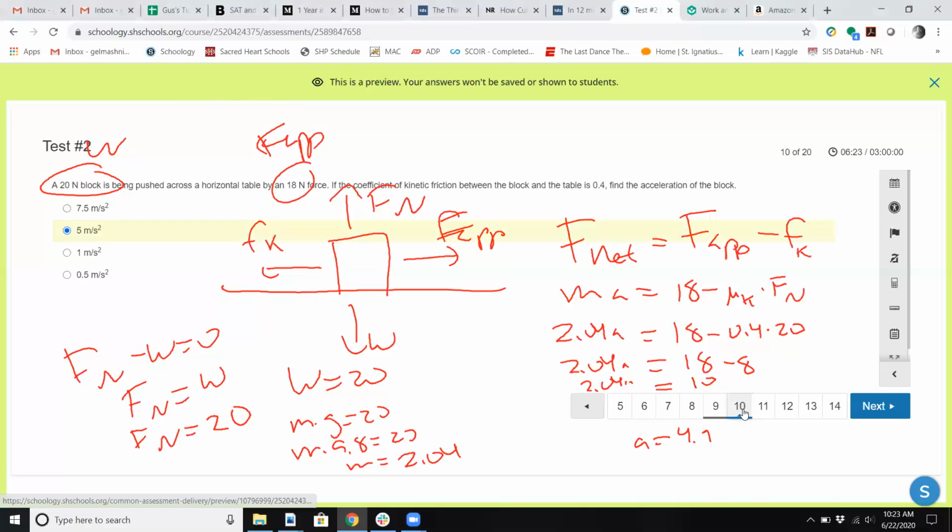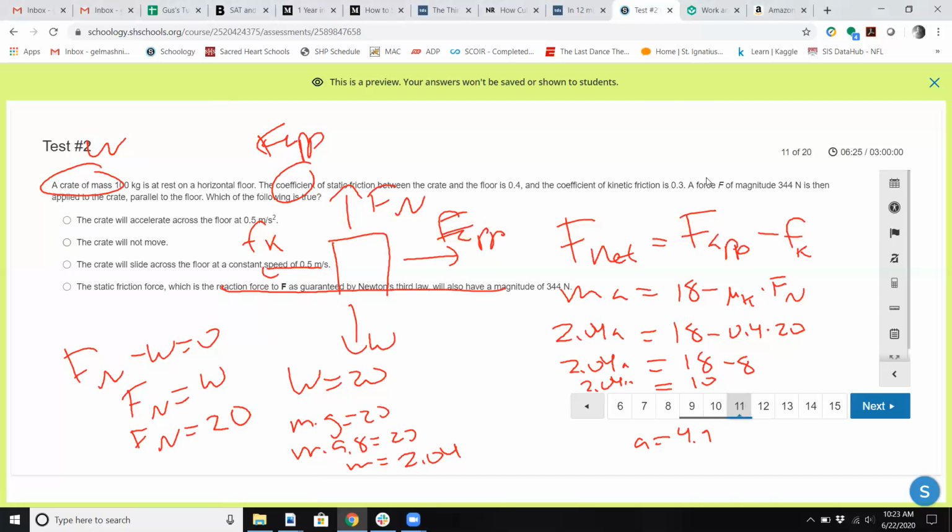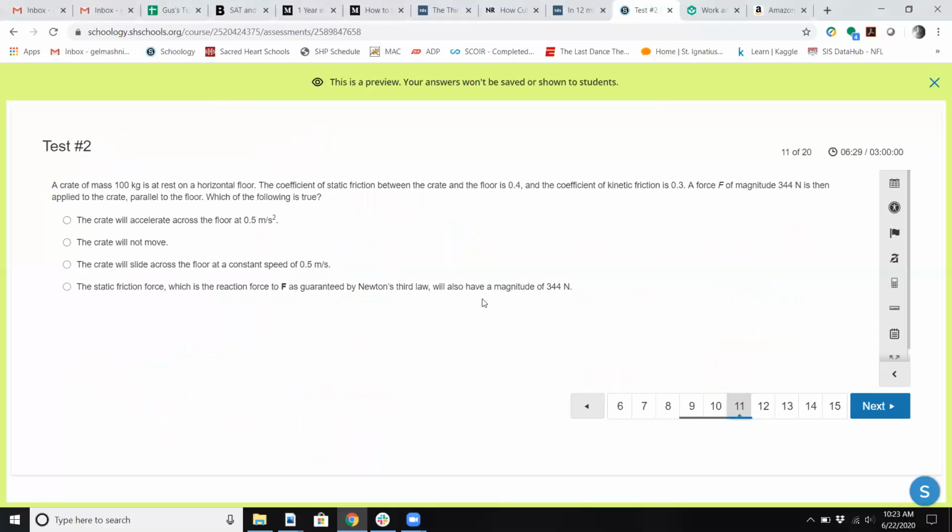So you got that one there. Okay, sorry about that. I'm going to be a little more careful this time. So now this one here: a mass of 100 kilograms that rests on a horizontal floor.